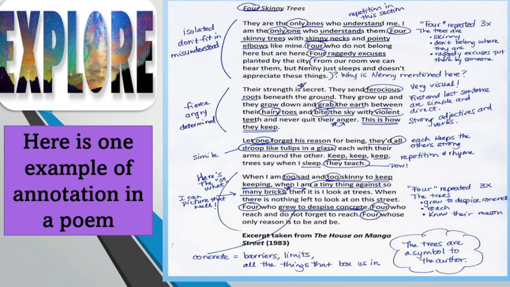Yes, there you go. Another clear example of annotation in a poem. So you see, there are circles again, there are underlined words, there are written lines, there are written words, there are circles. All of these are an example of how you are going to create an annotation in a poem.